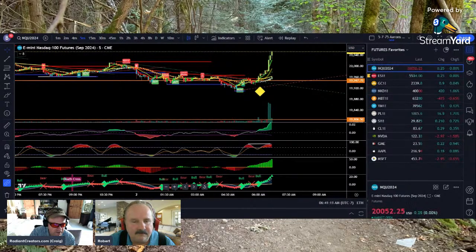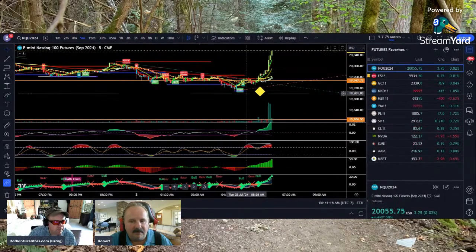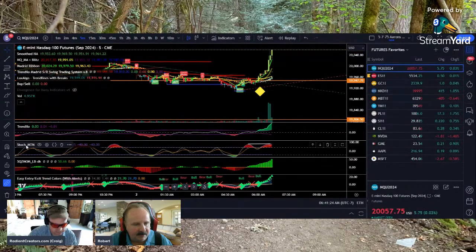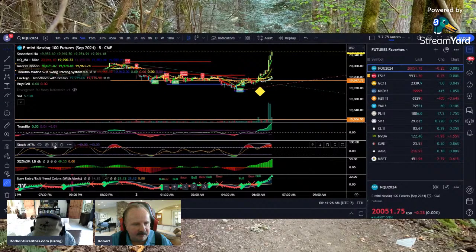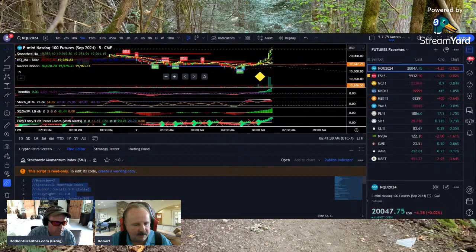Which stochastic are you using? I'm using stochastic momentum. Let's see if I can find that one. I really like it. I'll just share my screen here. If you look up stochastic momentum, you can probably find it. Let me see what it says in the code.